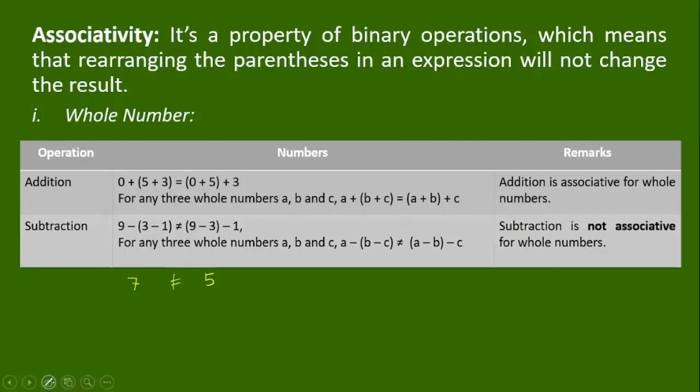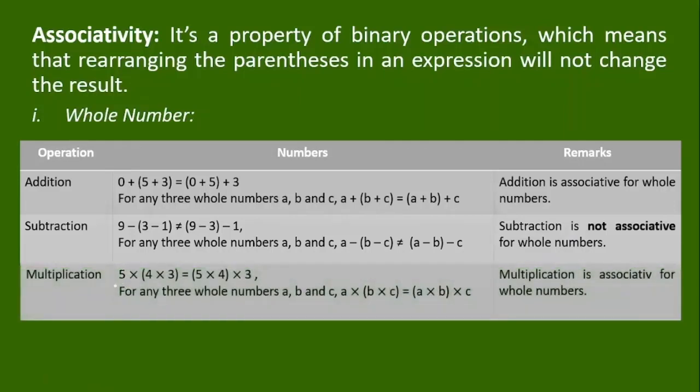Now let's see multiplication. For multiplication we are considering 5 into 4 into 3, where 4 into 3 is inside the parentheses. So 4 3s are 12, and 12 into 5 is 60. So on the LHS we have 60. On the RHS, 5 into 4 is in the parentheses. So 5 4s are 20, and 20 into 3 is also 60. So on the LHS we are getting 60 and on the RHS also we are getting 60.